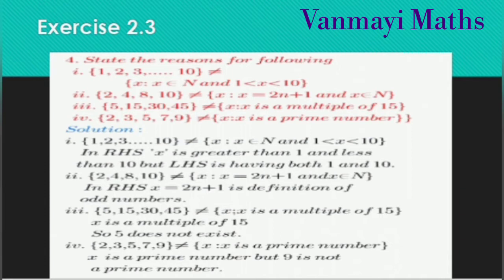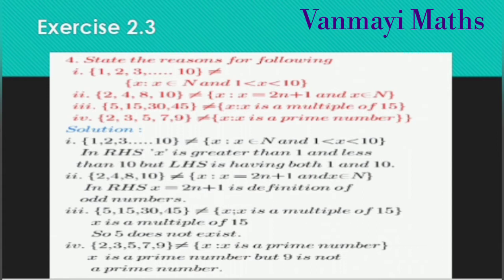State the reasons for the following. First: {1, 2, 3, ..., 10} is not equal to {x such that x belongs to N and 1 < x < 10}. Yes, because they are not equal: on the left side 1 and 10 are included, and on the right side, 1 < x < 10 means 1 and 10 are both excluded.